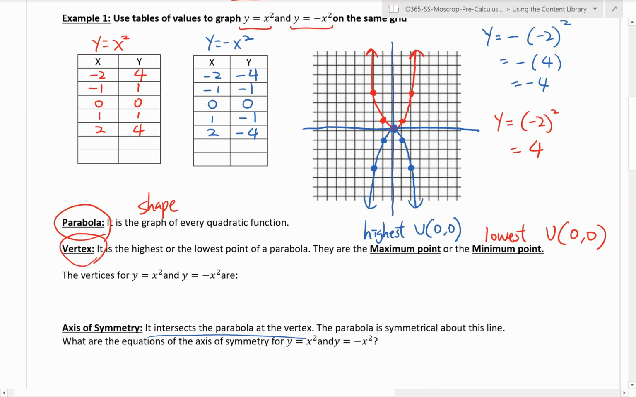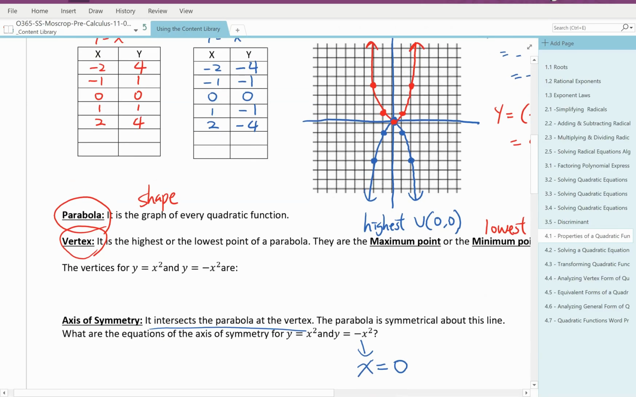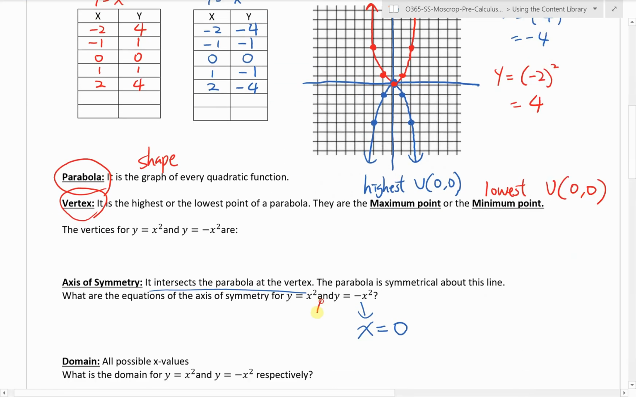What are the equations of the axis of symmetry for y equals x squared and y equals negative x squared? For this one I'm going to do it in red, and for this one in blue, because that's the blue graph. Well, the equation is the y-axis, and I don't know if you remember, the equation for the y-axis is x equals 0. For the other graph, the axis of symmetry is the same line, the vertical y-axis, so it's the same equation.